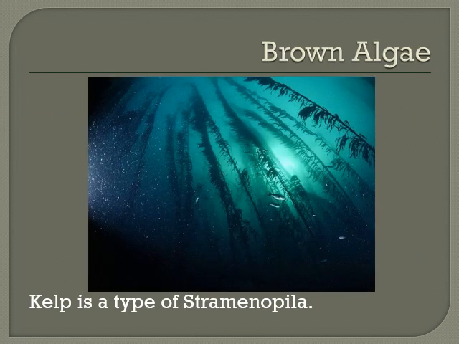You have your brown algae, kelp. Kelp is a type of Stramenopila. Kelp can grow up to 100 meters tall. Yet they are still just protists.